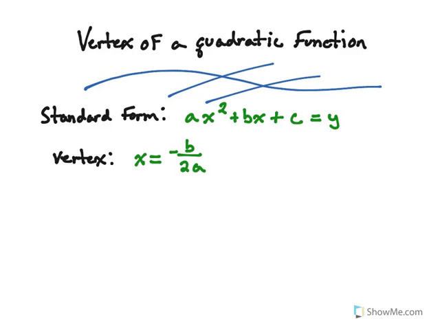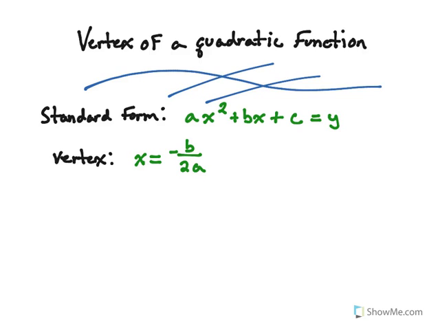Hello, for this particular video, we're going to learn how to find the vertex of a quadratic function when the quadratic function is given in standard form. The standard form of that quadratic function is ax squared plus bx plus c equals y. The vertex is simply the x and y coordinates. In order to find the x coordinate of that quadratic function, we use the following formula where x is equal to minus b divided by 2a.